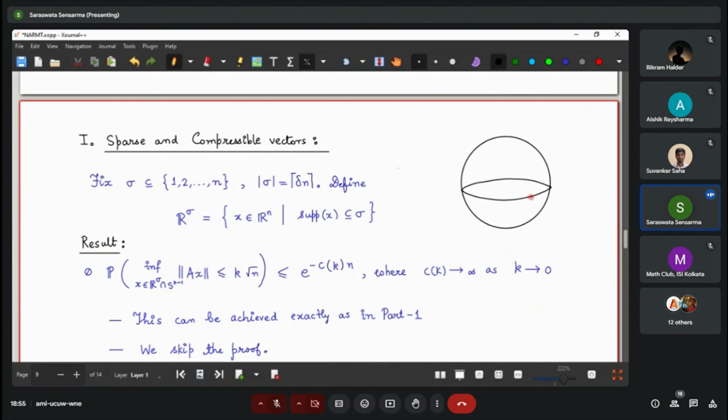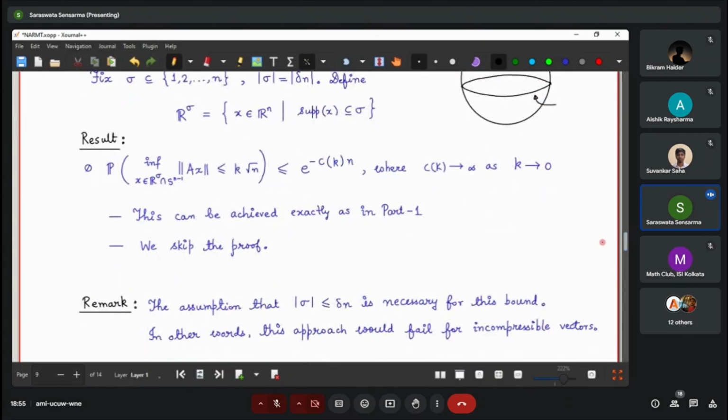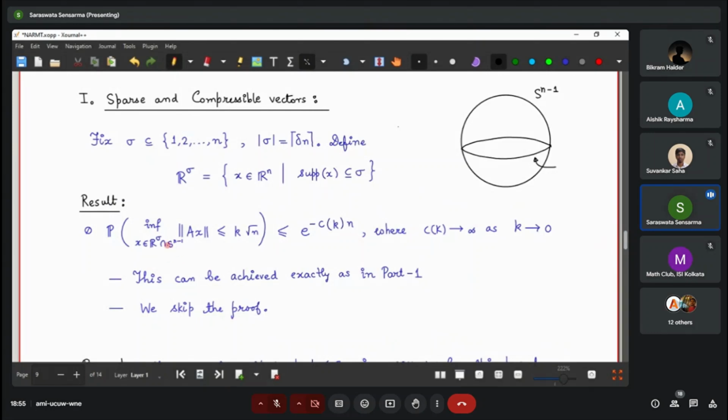So we are basically bounding over an equator of S^(n-1). And as it turns out, you can use exactly the same arguments that we used before, and in the interests of time, I won't be giving those arguments again, to give a proof of this result. That is, the infimum over such an equator, not the entire sphere, but the equator, is less than or equal to k root n. This probability is well controlled. It's controlled by an exponential term, e to the minus ckn.